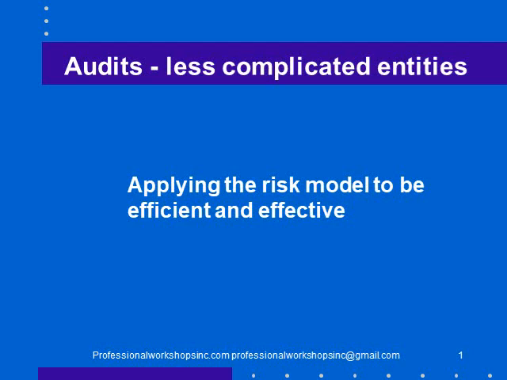In this module, we are going to discuss the audit of less complicated entities. And as always, we want to be efficient and effective, follow professional standards, and document what we have done properly. It's particularly important in less complicated entities to apply the risk model so that we can be efficient and effective. And the risk model and professional standards actually contain a number of hints as to how you can do the audit of a less complicated entity in a less complicated fashion.